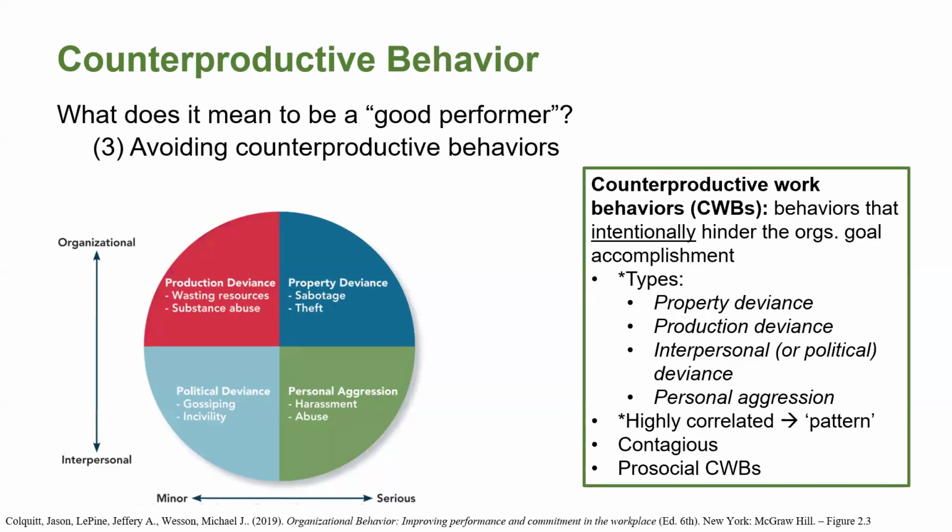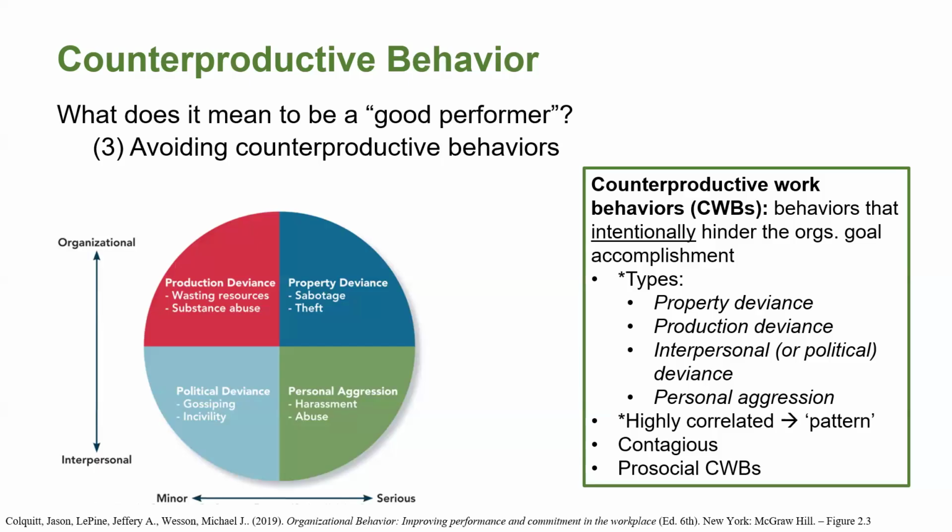Lastly, good performance also should include the absence of counterproductive work behaviors, or CWBs. And CWBs include intentional behaviors that hinder organizational goal accomplishment. Some examples of these include property deviance, so behaviors that harm the organization's assets and possessions like sabotage or theft. Another example is production deviance, which occurs when an employee intentionally reduces the efficiency of their work by wasting time and resources or using illegal substances or drinking at work.